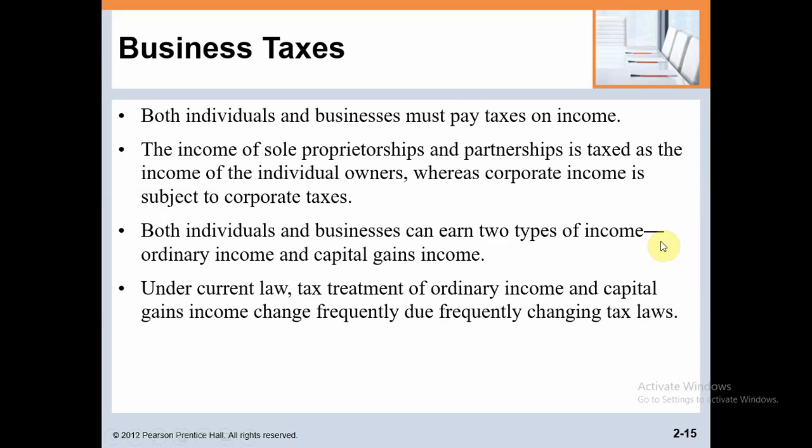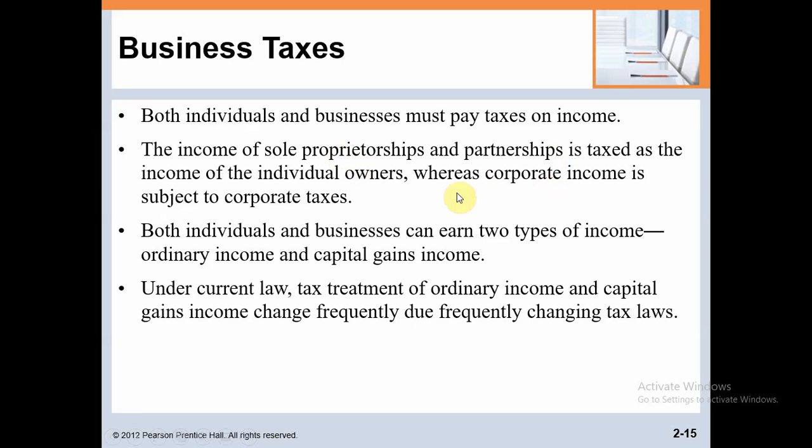Both individuals and businesses must pay taxes on income. The income of a sole proprietorship, which is a form of business with a single owner, and of a partnership, which is a form of business where more than one owner owns the business, is taxed as the income of the individual owner. Their business income is directly included in their personal income, so their income is taxed just one time, because the business income is directly added to the personal income.